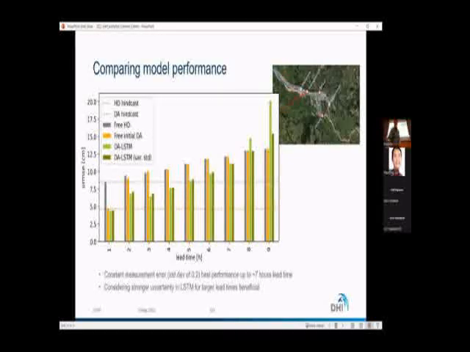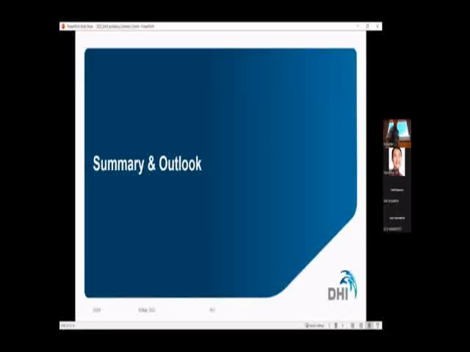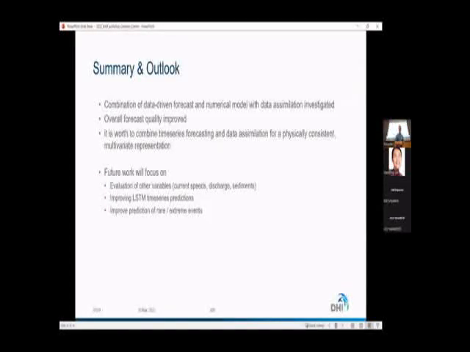So, some summary and outlook. We looked at a combination of data-driven forecasts and a numerical model with data assimilation. And we can say that the overall forecast quality improved quite a lot. And so we can see that it's worth combining time series forecasting and data assimilation for a physically consistent multivariate representation. But future work is needed. I think these are just the first results for us, really to prove our point.